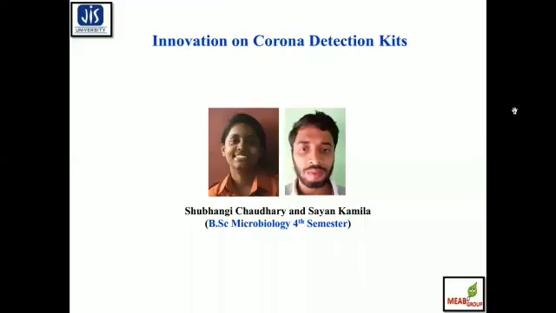Innovation on corona detection kits is another important aspect during this COVID-19 outbreak situation. The project has been designed by Shwangi and Shan, BSc Microbiology 4th semester students at JIS University, Kolkata. These are the types of corona detection kit.